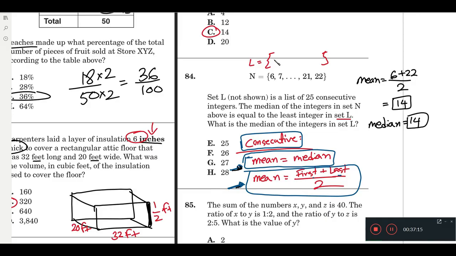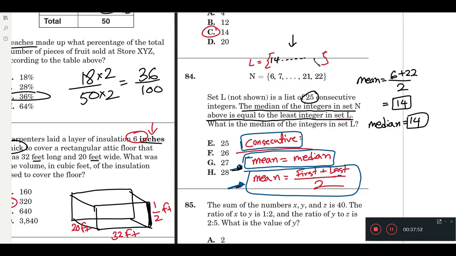Now, let's come back to what the question says. So the first number in set L is what? 14, isn't it? Because that's what they said: the median integer of set n above is equal to the least integer of set L. Make sense or no? All right, now what is the median of the integers in set L? There are 25 integers in set L, right? And we want to know the last one, so we can add the first one and last one divided by 2, right? That way we'll get the mean and the median also.